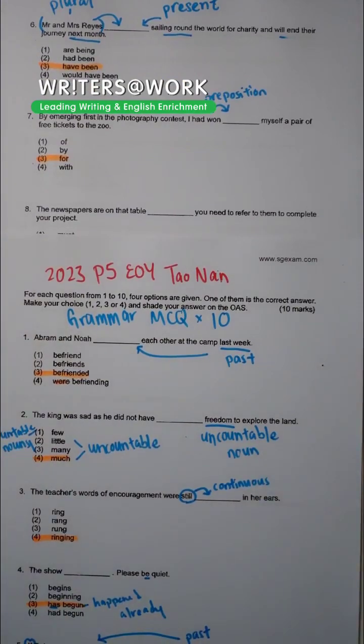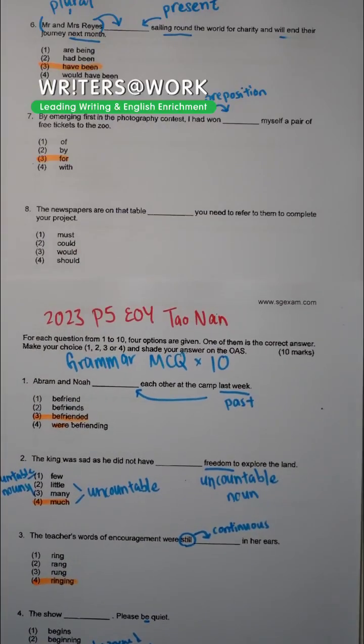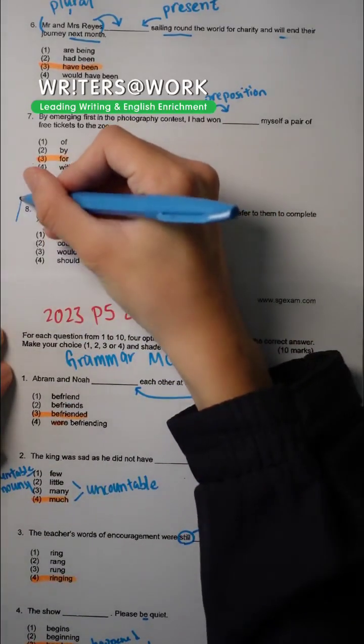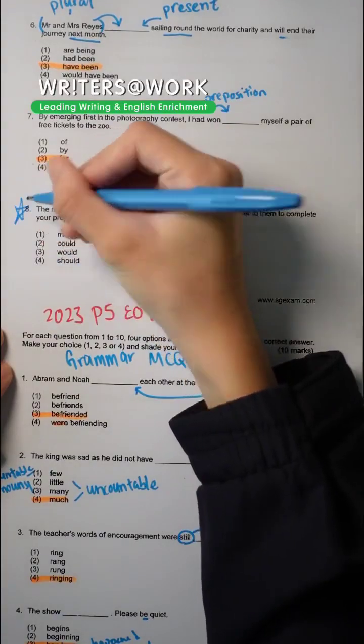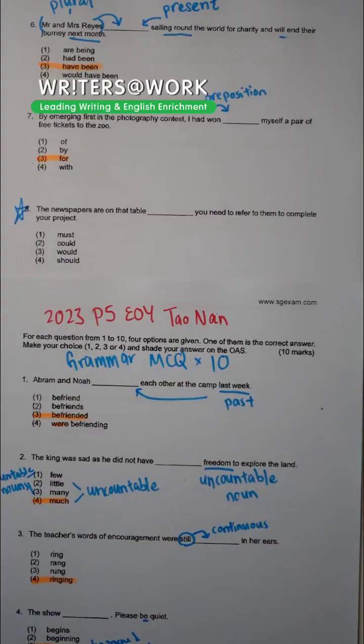The newspapers are on that table. Blank, you need to refer to them to complete your project. We have must, could, would, and should. All of these are pretty tricky. So I'd like to point out this question over here. Not a simple question at all. Okay. Which option do you think best fills in the blank over here?